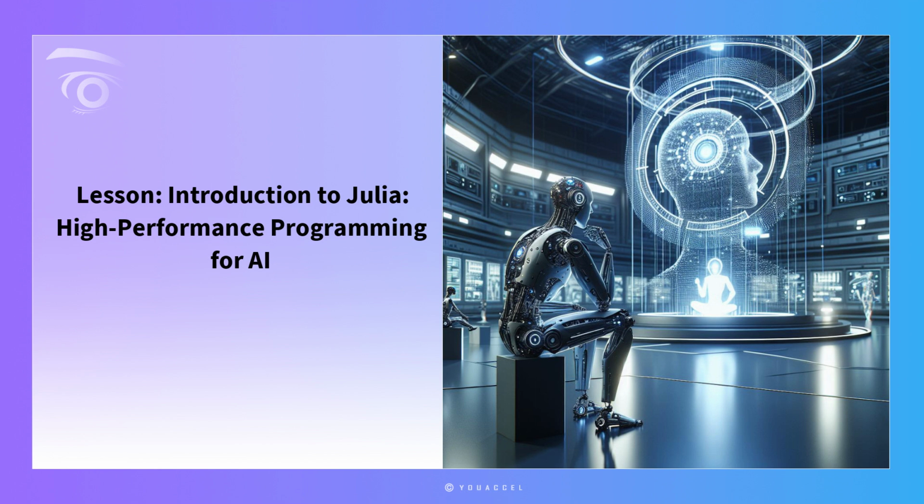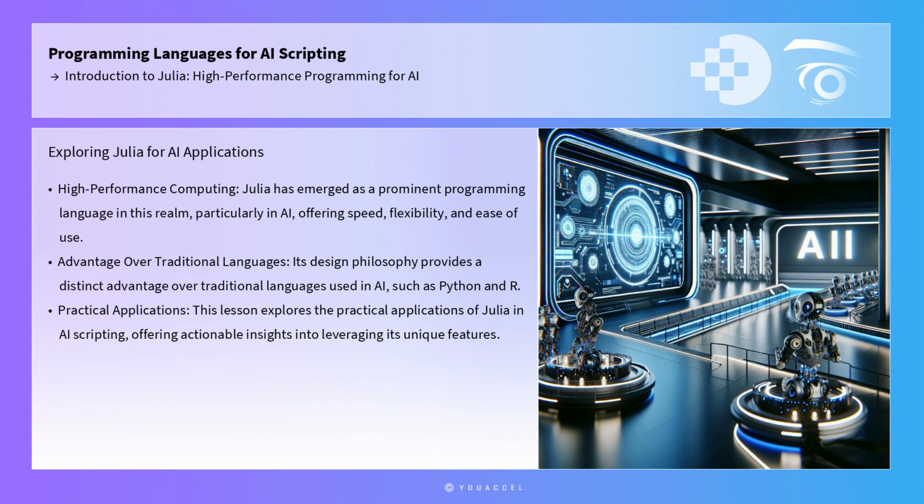Lesson: Introduction to Julia, High-Performance Programming for AI. Julia has emerged as a prominent programming language in the realm of high-performance computing, particularly in the field of artificial intelligence. Its design philosophy, which emphasizes speed, flexibility, and ease of use, provides a distinct advantage over traditional languages used in AI, such as Python and R.